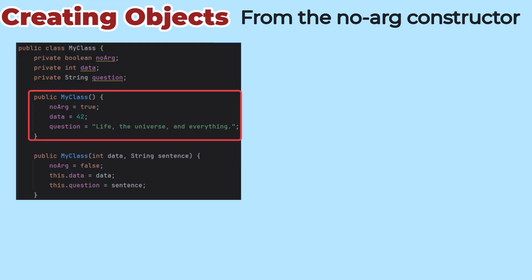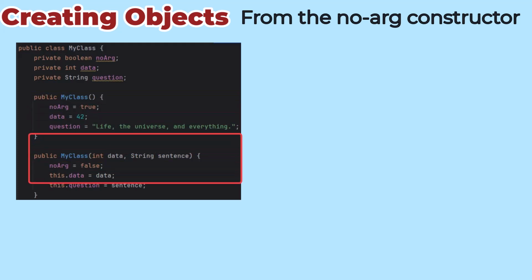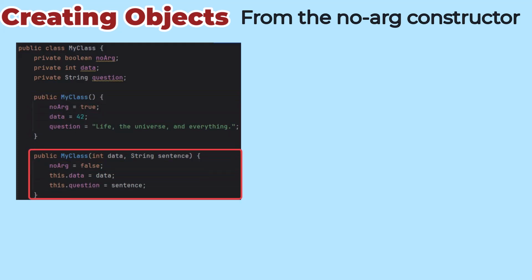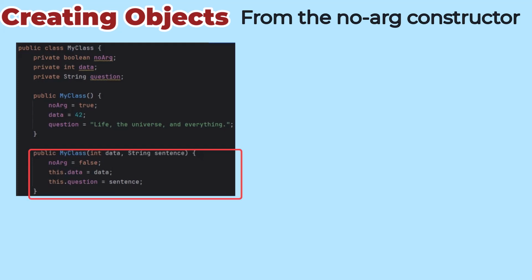The first is a no-arg constructor that sets the instance variable no-arg to true, so that we'll know that the no-arg constructor was called, and defaults data to value 42 and question to life, the universe, and everything. The second constructor has parameters for both data and question, and sets no-arg to false, so that we know that the object was not created with the no-arg constructor.